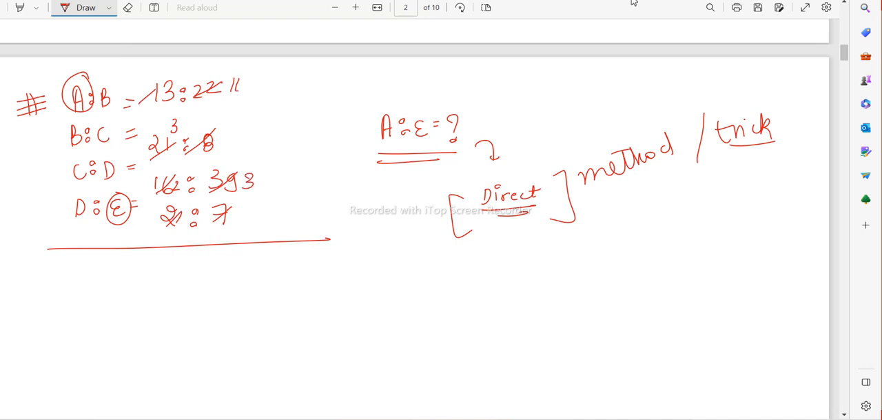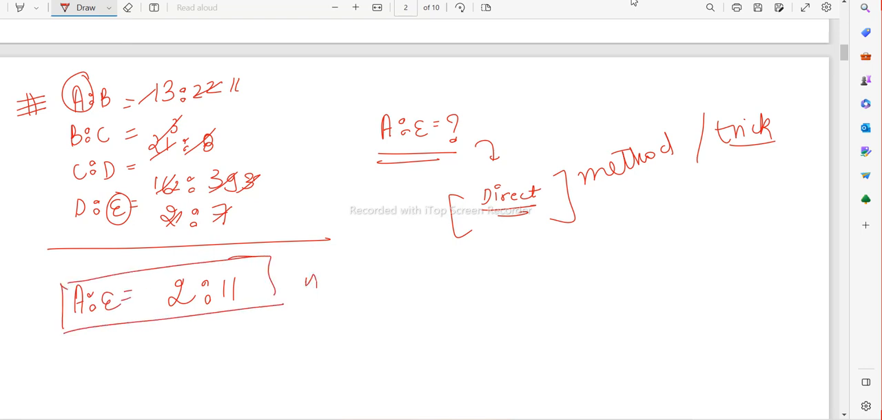So here you are left with what? You are left with, yeah, 3 gets cancelled by 3. So you are left with 11 ratio how much? 2. You are just left with 2 ratio 11. So if somebody is going to ask you what is A ratio E, so you are going to give this answer. Okay. So this is a way. Just cancel whatever gets cancelled.